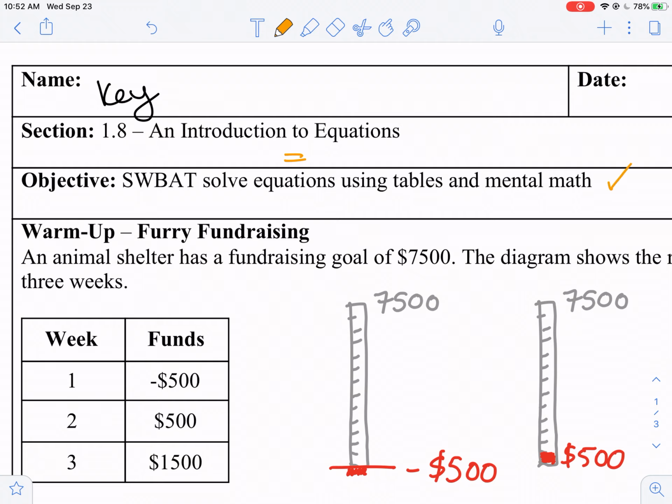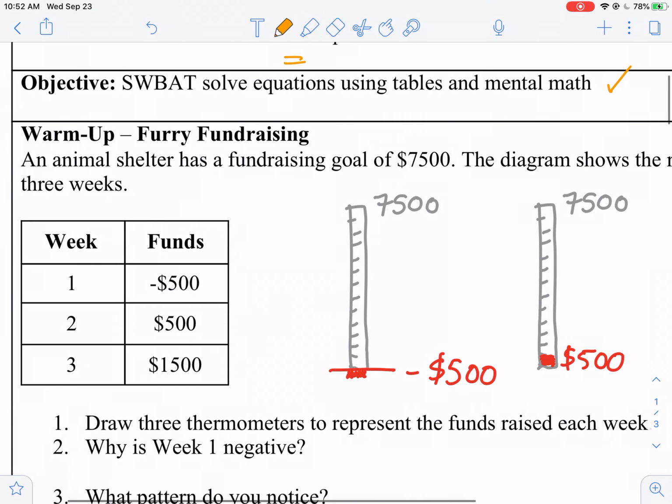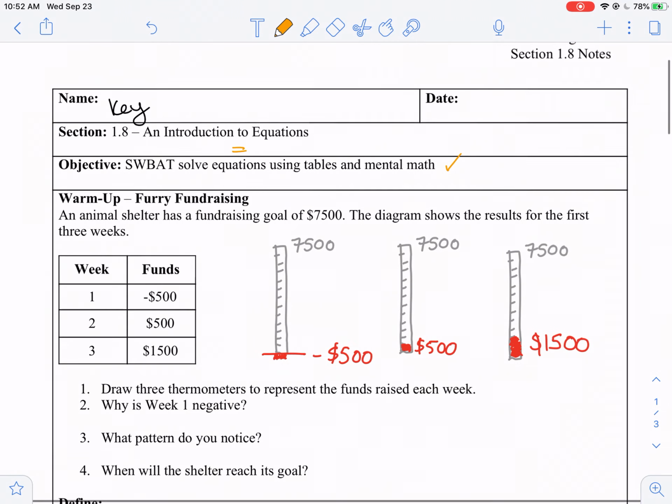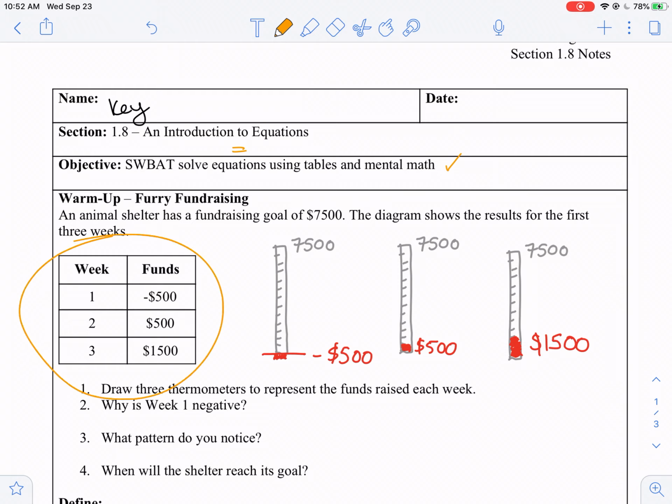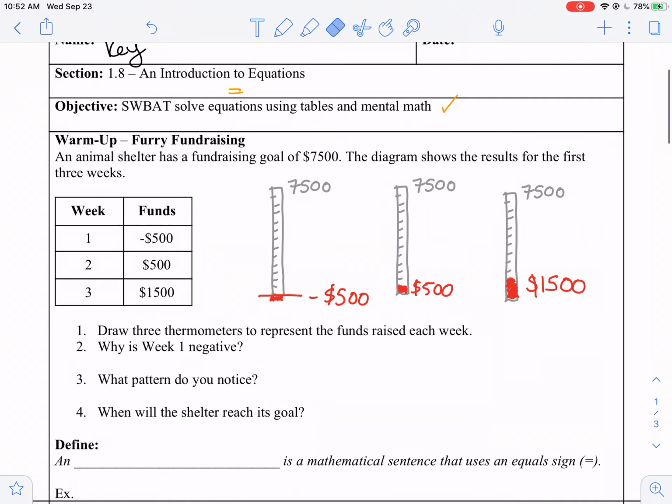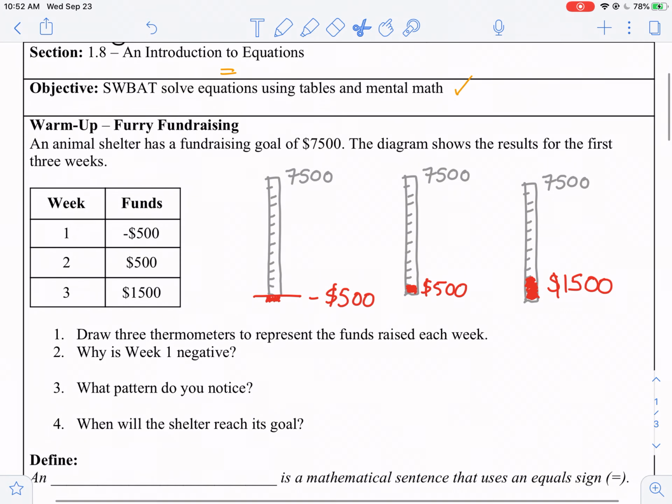Okay, as a warm-up, we have this animal shelter and they want to raise $7,500. And we've got this table showing the results for the first 3 weeks of fundraising. Now the first step asks you to draw 3 thermometers.